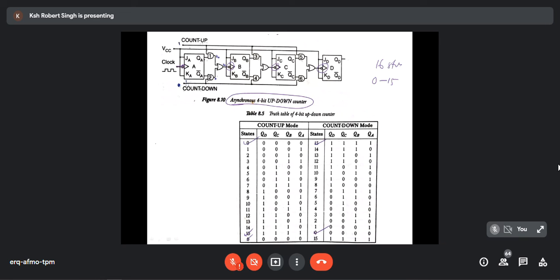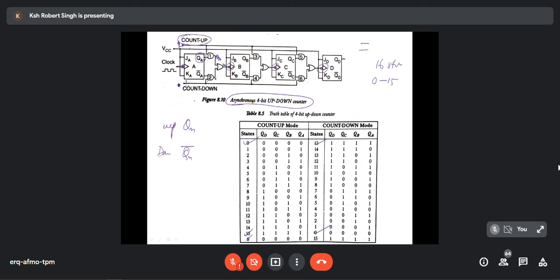What is easy? Because I know for count up, the clock for the next flip-flop should be taken from Qn. And for down, I know that the clock should be taken from Qn bar. This same concept I'm going to use here. If I'm going to count up, this terminal I put as 1. That means you are taking output from here. Because in an AND gate, if one of the inputs is 1, the output is QA. So QA will come here, through the AND gate.